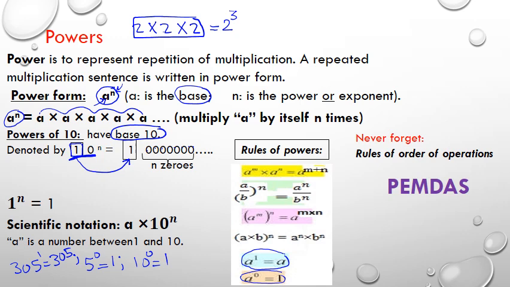We have very important rules. We use them to calculate powers. If we have a to the power m times a to the power n, this is equal to a to the power m plus n.